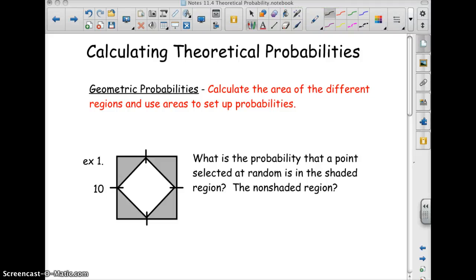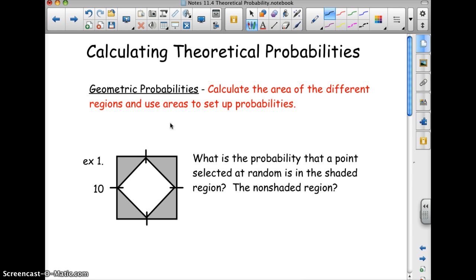All right, calculating theoretical probabilities. We're going to start out with geometrical probabilities. Calculate the area of the different regions and use areas to set up the probabilities. So what we have to do here is find the area of, for example, the shaded region versus the total area, or the non-shaded region versus the total area, depending on what it asks.